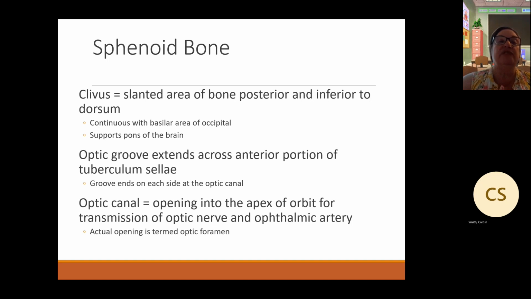Also, the optic groove extends across the anterior portion of the tuberculum sella, and the optic canal, which is just an opening in the apex of the orbit. It's between the sphenoid strut, what they call, and that's where the optic nerve and the ophthalmic artery come through.